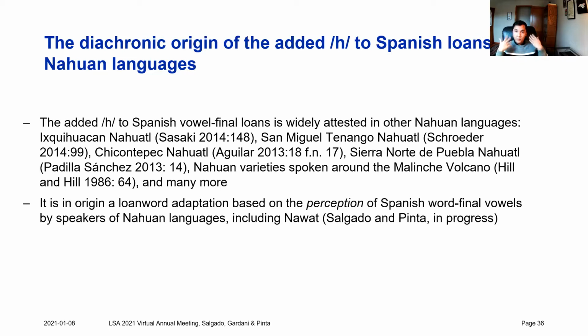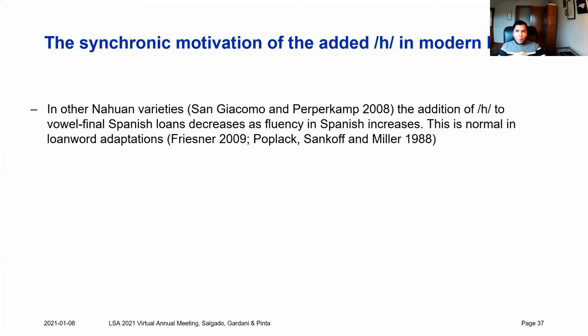The speakers of Nahuatl languages perceive this glottal segment at the end of some vowel-final Spanish words, and they adopt them with this glottal segment. But we don't believe that the synchronic analysis of this added glottal segment in modern Nahuatl is that of a loanword adaptation. In other Nahuatl varieties, we see that the addition of this glottal segment to vowel-final Spanish loans decreases as fluency in Spanish increases. And this is completely normal in loanword adaptations.